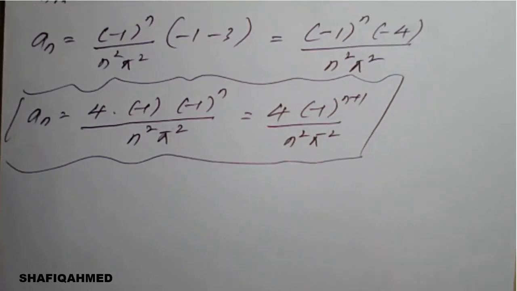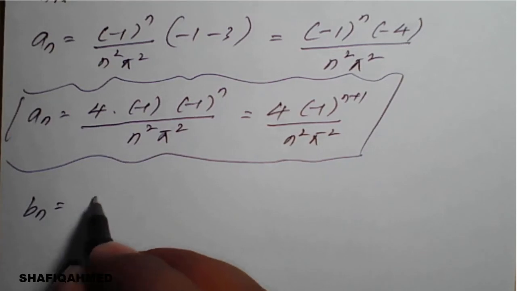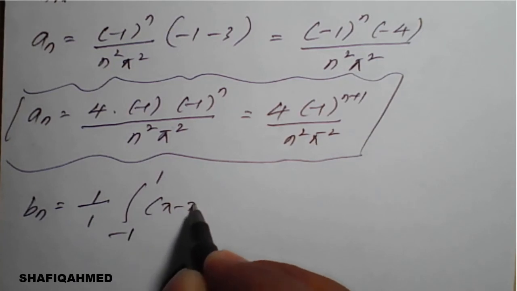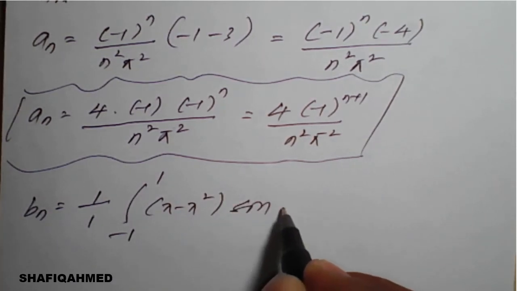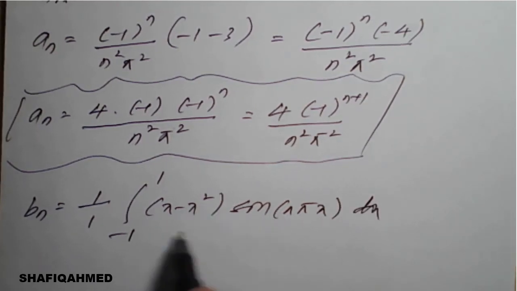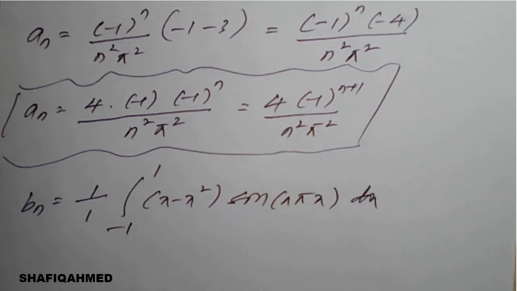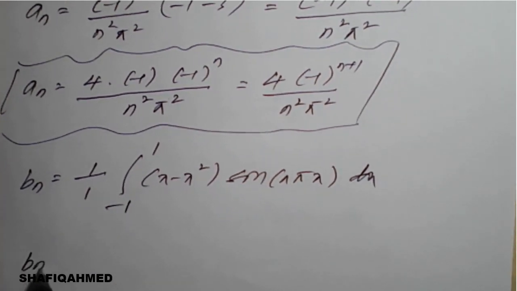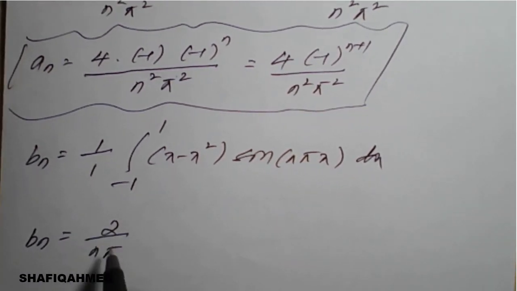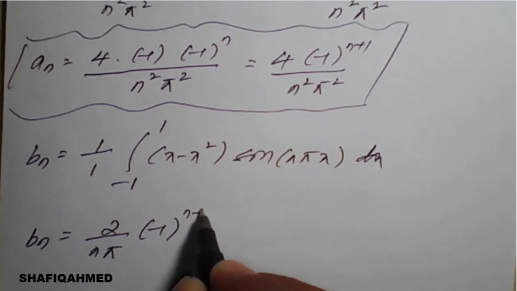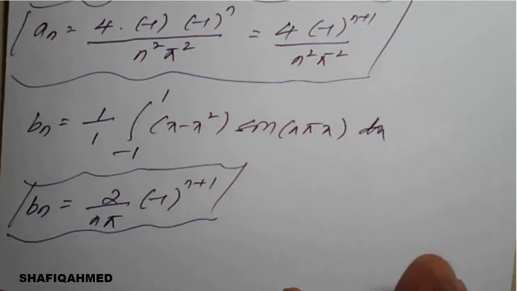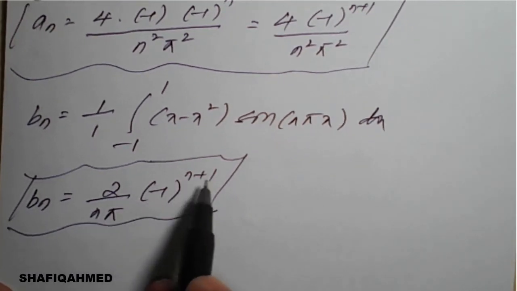Similarly, we need to find the value of b_n. So b_n is nothing but 1 upon 1, integration from minus 1 to plus 1, x minus x square into sine of n pi x upon L, L is 1, into dx. On applying Bernoulli's rule and upper and lower limit, I am writing the answer for b_n directly. Here b_n on simplification will be 2 upon n pi into minus 1 raised to n plus 1. So you simplify and see this result, whether we get b_n as 2 upon n pi into minus 1 raised to n plus 1.